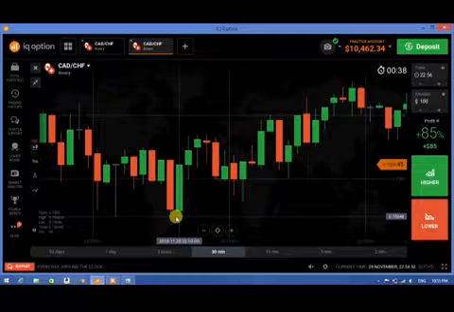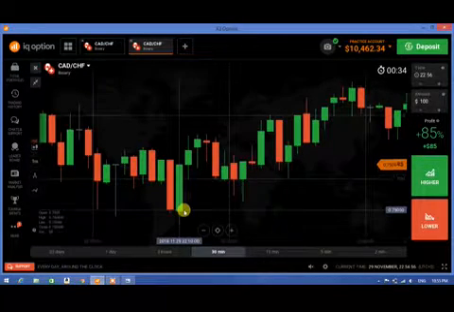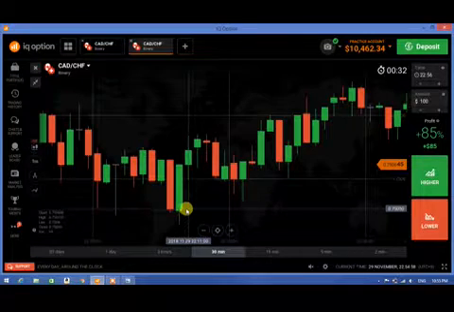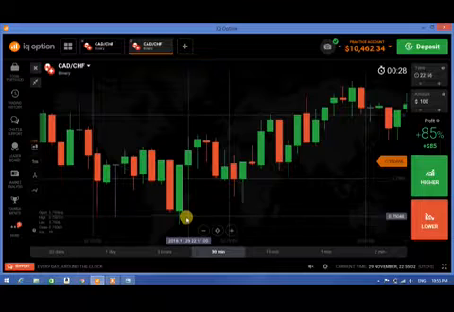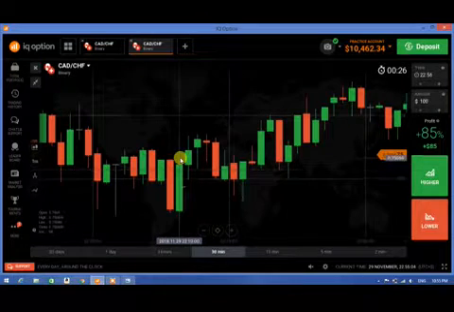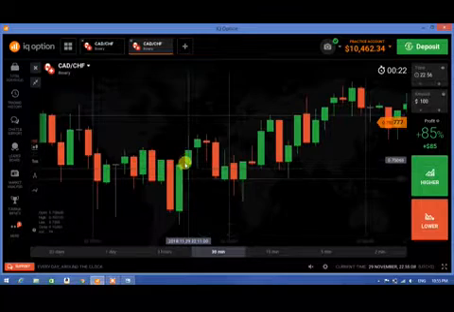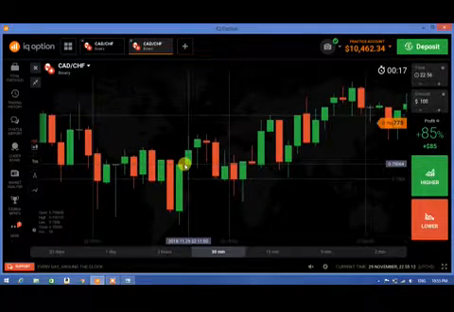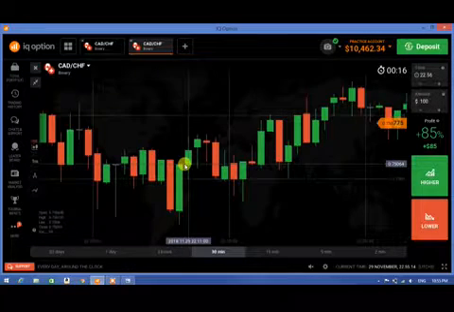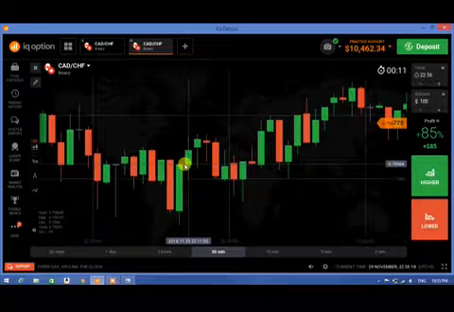But the wick represents the rejection. It means when the price started moving from here to here, it went up to this level, tried to move downward, but it was pushed upward. It was rejected in this area and pushed upward. For a detailed video about what a wick is, what a candle is, watch my video. The link is given in the description below.